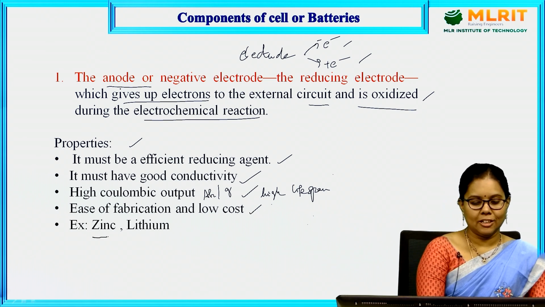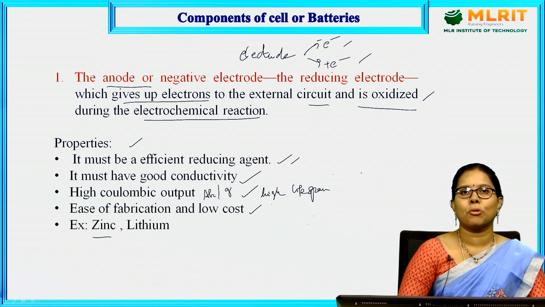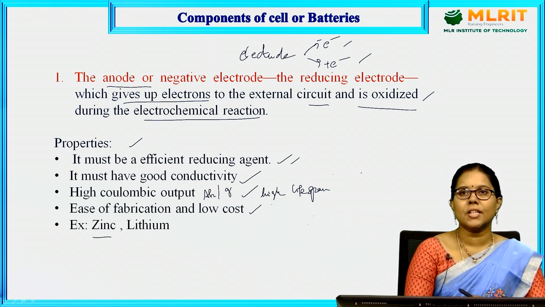Example is zinc. Zinc is the predominant anodic metal. Zinc is satisfying all these properties. All these are the favorable properties for zinc. So, zinc is a favorable anode.